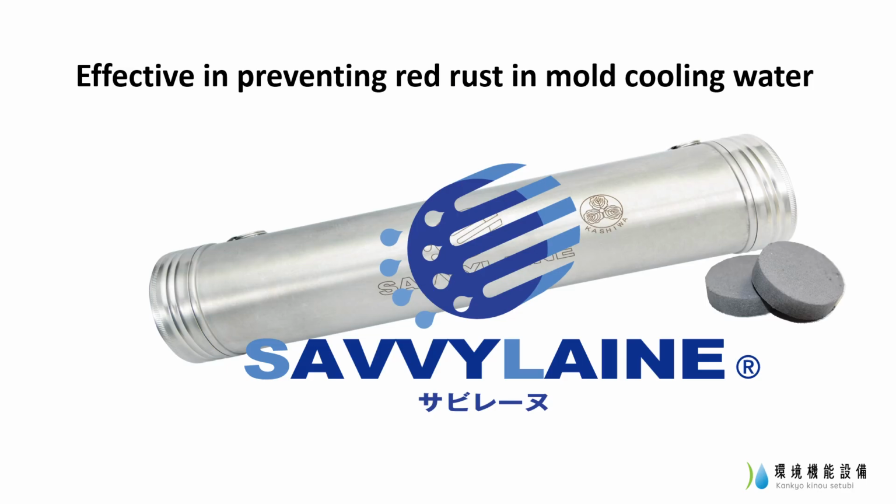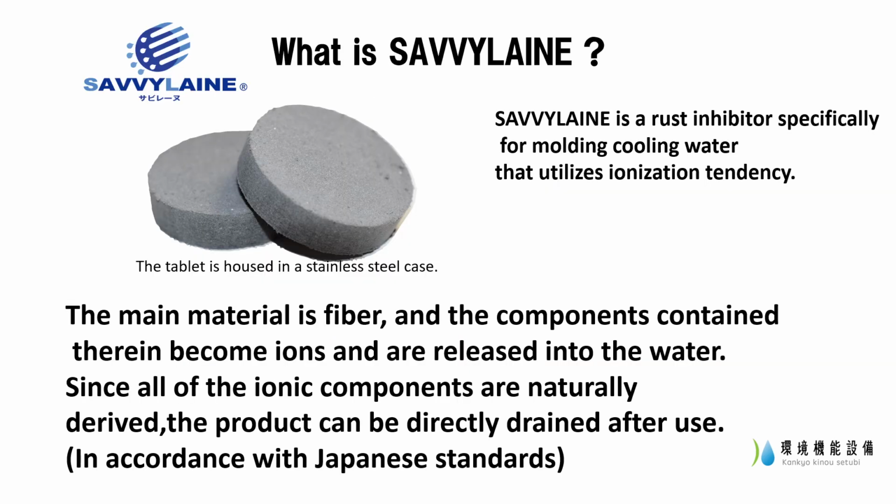So how to deal with these problems? Introducing a product called SAVVY-LAINE, a red rust inhibitor. SAVVY-LAINE is a rust inhibitor specifically for molding cooling water that utilizes ionization tendency. The main material is fiber, and the components contained therein become ions and are released into the water. Since all of the ionic components are naturally derived, the product can be directly drained after use, in accordance with Japanese standards.